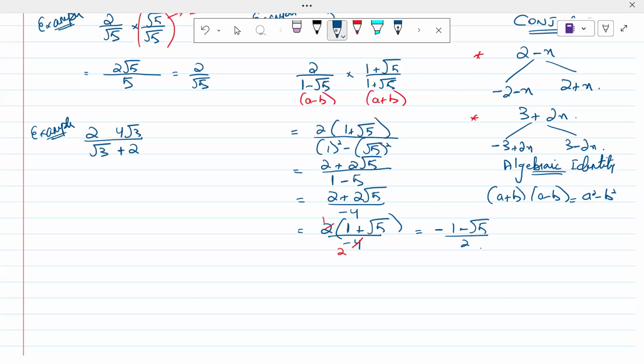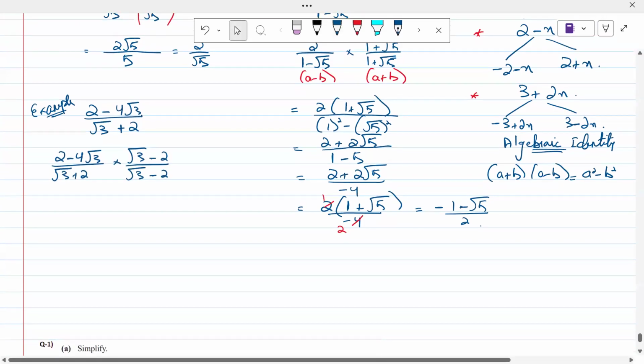In the numerator, we can keep a negative sign. Okay. So 2 minus 4 root 3 divided by root 3 plus 2. So since we have two terms in the denominator, we have to multiply by its conjugate. That would be 2 minus 4 root 3 upon root 3 plus 2 multiplied by root 3 minus 2 upon root 3 minus 2. You have to make sure that one of the terms gets the opposite sign.